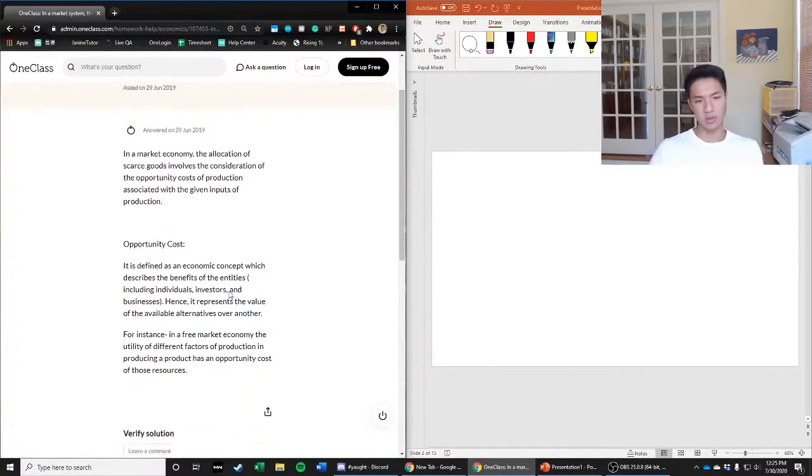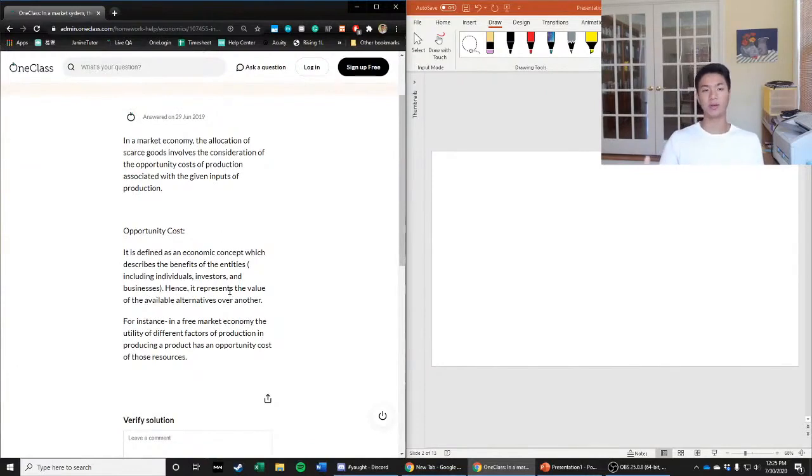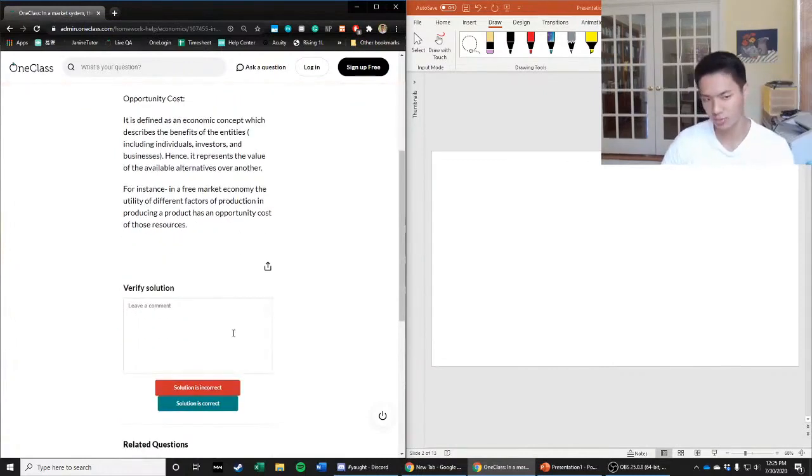And so in that sense, you would be saying, what are the things that I could build with these resources? And when I choose to build one thing, what am I giving up the opportunity to build in the same place? So opportunity cost is defined as an economic concept which describes the benefits of the entities, including individuals, investors, and businesses. Hence, it represents the value of the available alternatives over another. For instance, in a free market economy, the utility of different factors of production in producing a product has an opportunity cost of those resources.